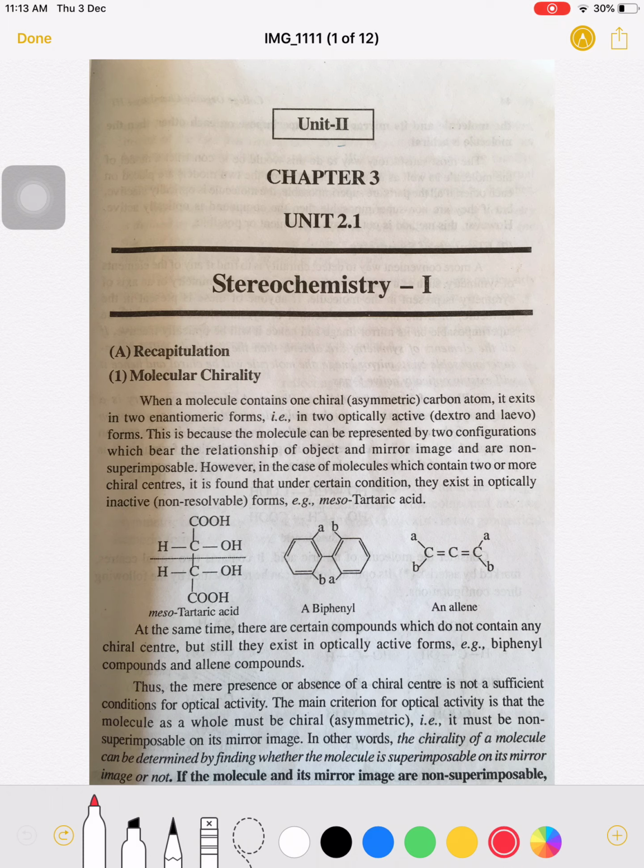If I take an example here, suppose this carbon is bonded with H, OH, CH3, COH. So this molecule contains one asymmetric carbon atom. When a molecule contains one asymmetric carbon atom, if we take the mirror of this molecule, then we have these two isomers, one and its mirror image. So those molecules which contain a chiral center show different isomers.